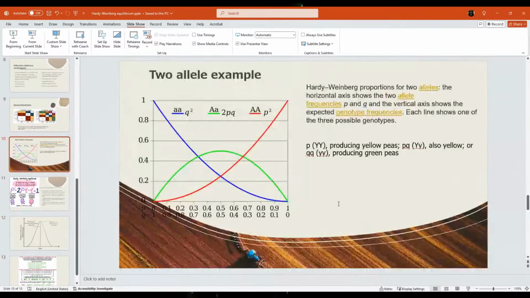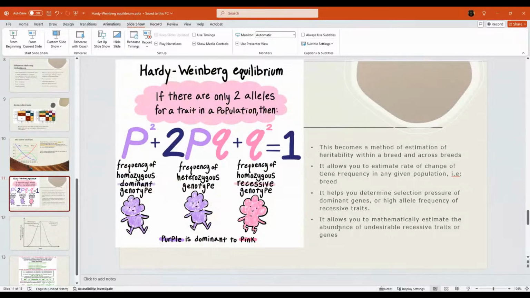Okay, hold on, I skipped one. It allows you to mathematically estimate the abundance of undesirable recessive traits. So if you can get an Embark test for an undesirable trait, you can breed it out by calculating. I'm not going to show you how to calculate, but take my word for it. You can calculate how to remove an undesirable trait in a breed, but somebody has to be the steward of the breed and agree to do that.